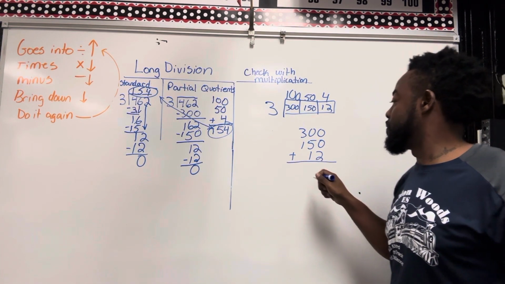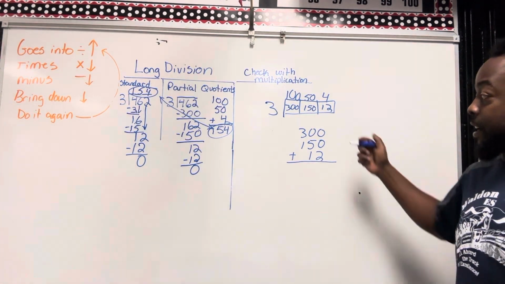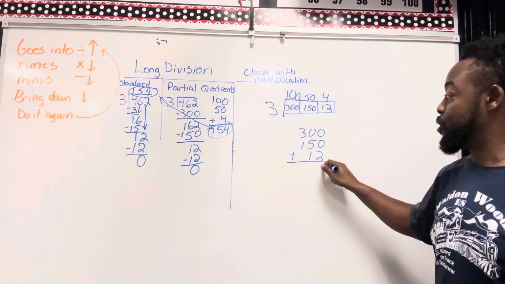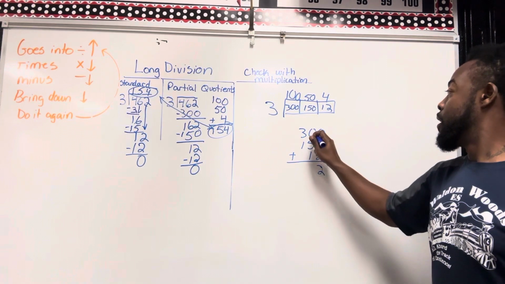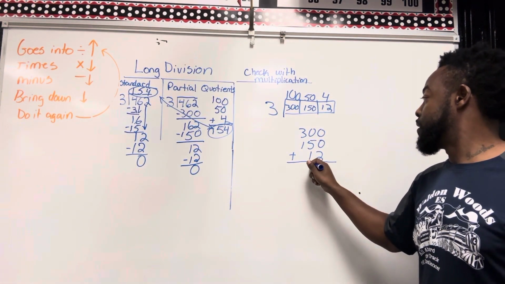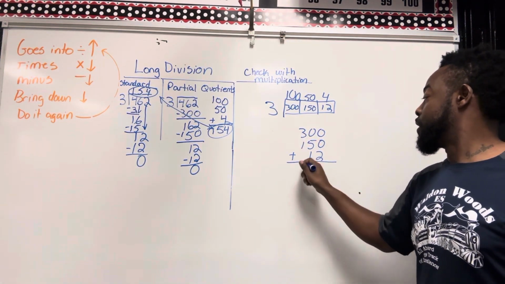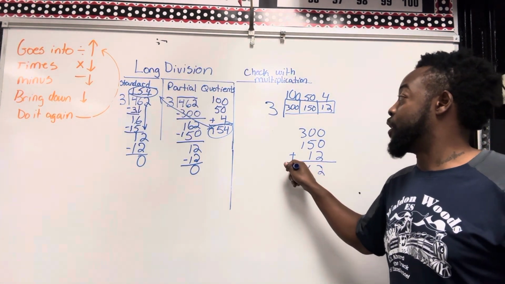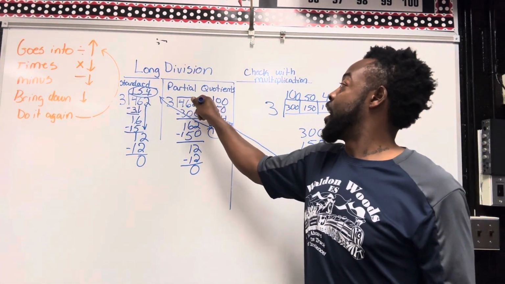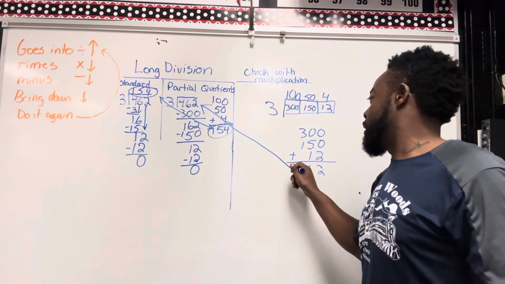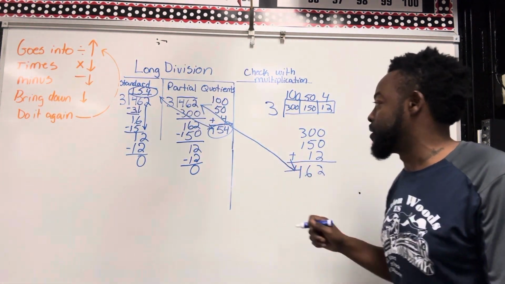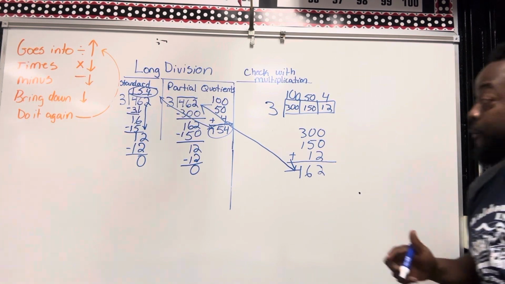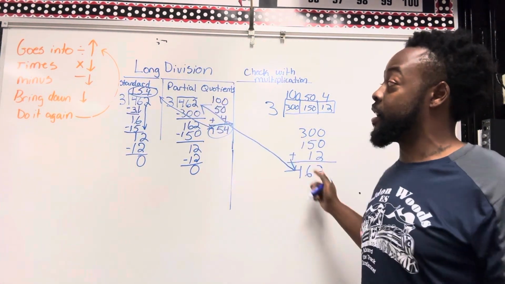And then I add them all together. 0 plus 0 plus 2. 5 plus 1, 6. 3 plus 1 is 4. And what I want the students to do, so I know they related, draw a line to match it up, to show me how the answers match. Therefore, now I know my answer must be correct.